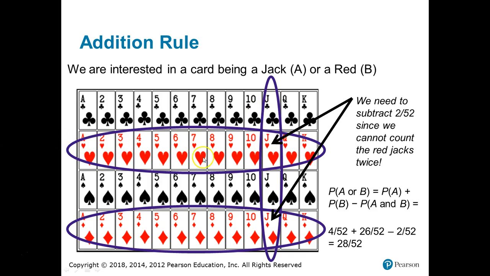Because if you count the total number of cards that give you a success, you have 28. Why is that? Because we need to subtract out 2 out of 52. We cannot count these red jacks twice. So again, it's the probability of event A, which is 4 out of 52, these 4 right here, plus the probability of a red card, which is 26 out of 52, or these 13 plus another 13, 26 out of 52, minus, because we can't count these cards twice, minus 2 out of 52, gives us our final answer of 28 out of 52.